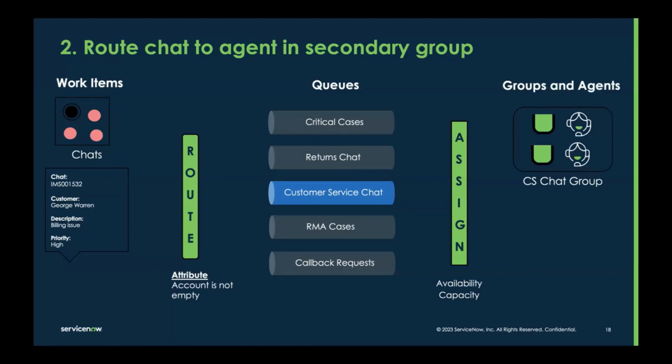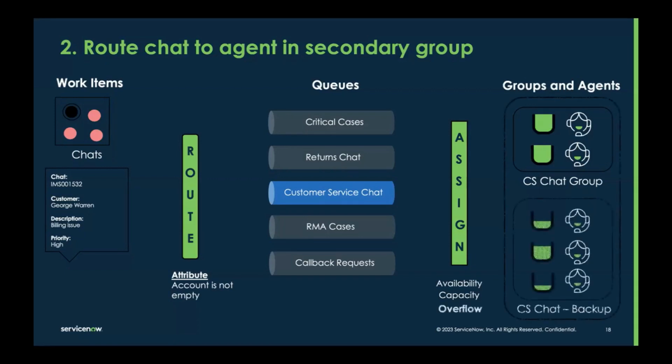So the chat waited in the queue for 45 seconds. And at the 45 seconds mark, we expanded the pool of agents to include a backup group. And at this point, every agent within the larger primary group and the secondary group is eligible to receive this chat. So in this example, we just introduced one group at 45 seconds.